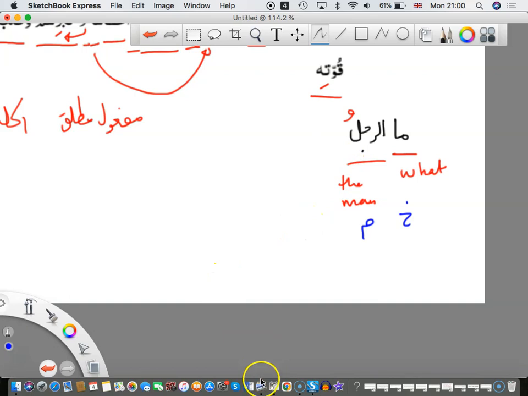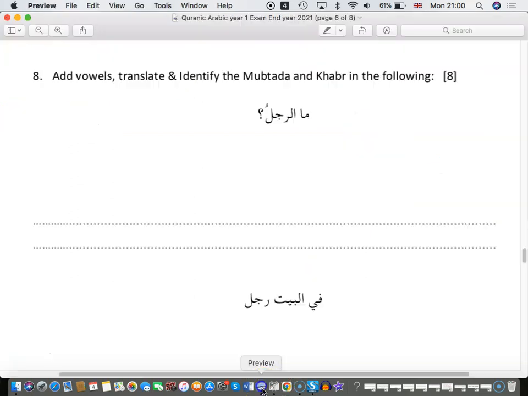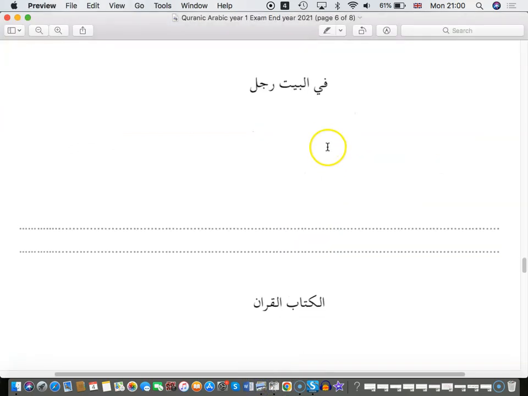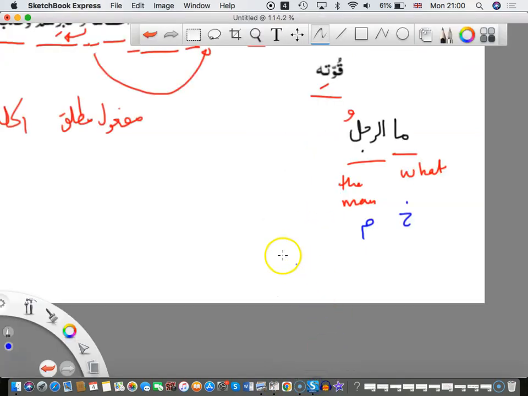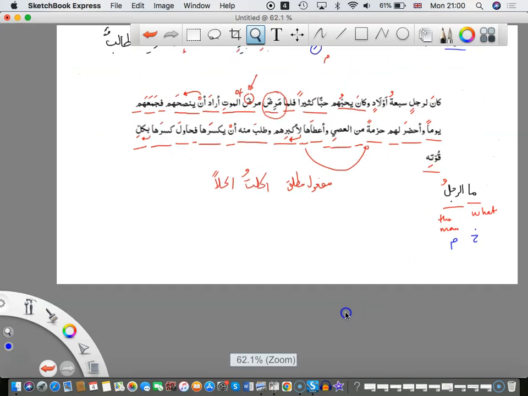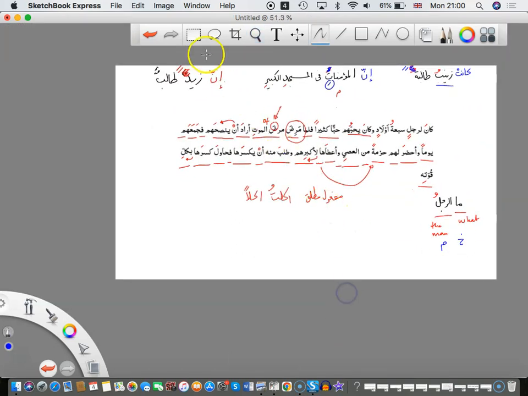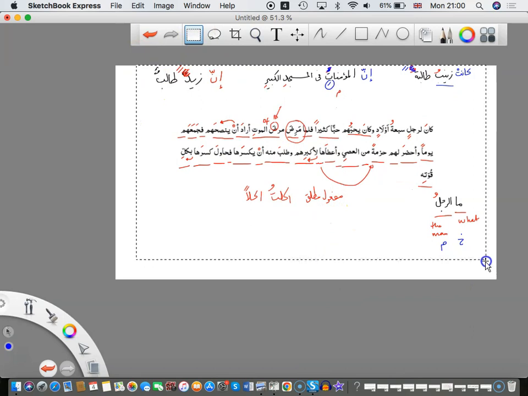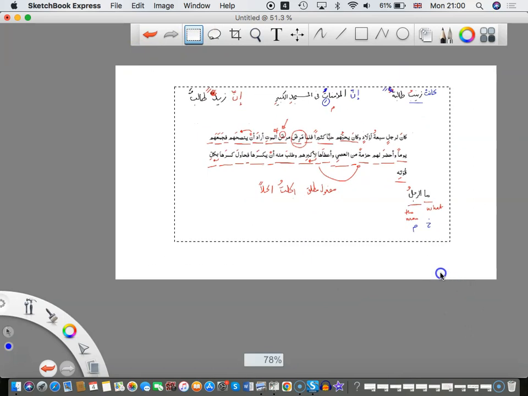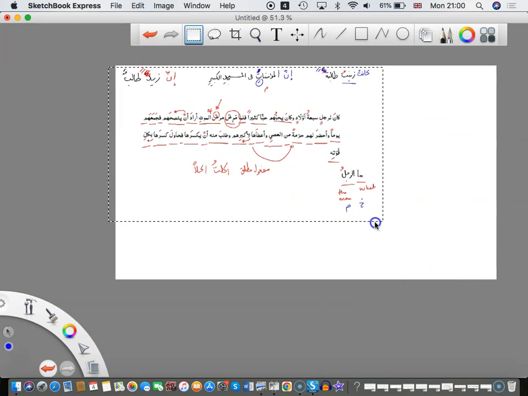Okay, so that's one example done now. Where did we do this? Which ayah? Did anyone remember which ayah we did this in? Ma adaraka. Yeah, mal hutama. Okay, right, next. Fil bayti rajul. Fil bayti rajul. Right, so let's do this one. Let's just get rid of all this.